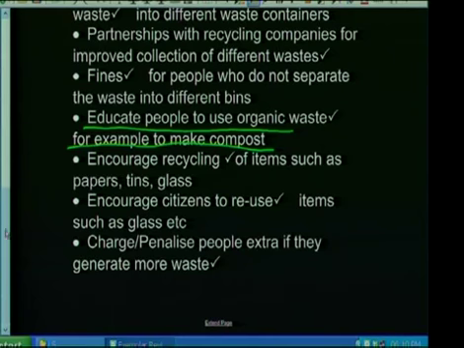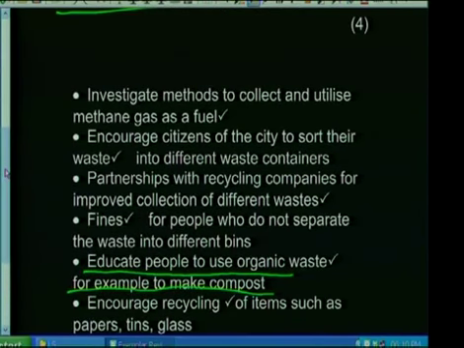In other words, take their solid waste and start making compost in their houses, so they don't have to go and buy compost. They can use the same material to fertilize their gardens. Educate, and awareness will go there as well. Then, as a person in that position, you can investigate methods to collect and utilize methane gas as a fuel.